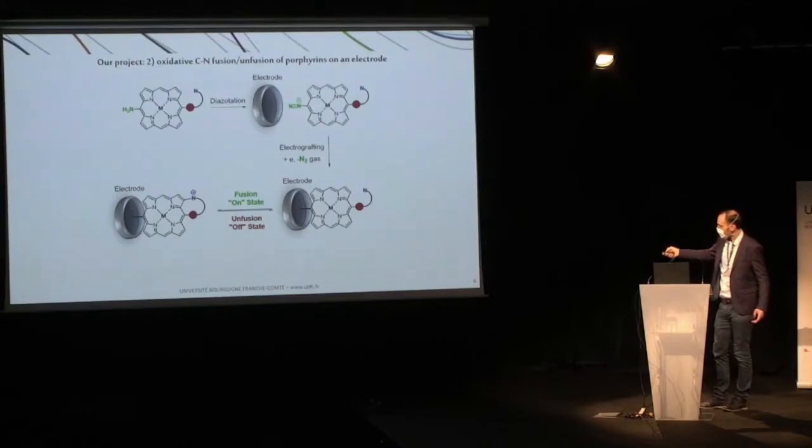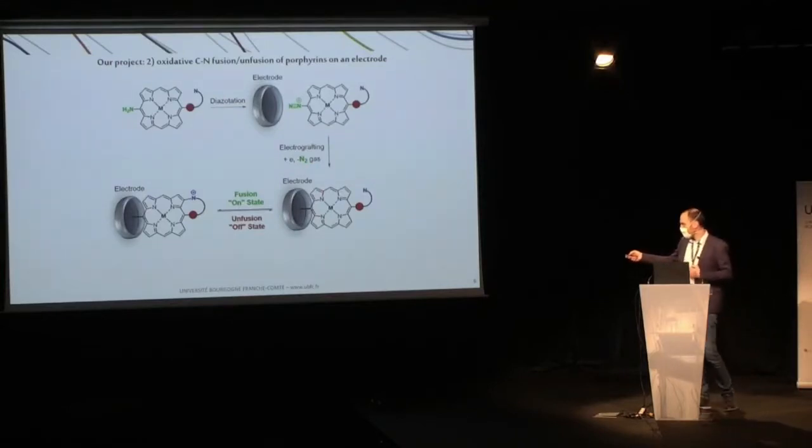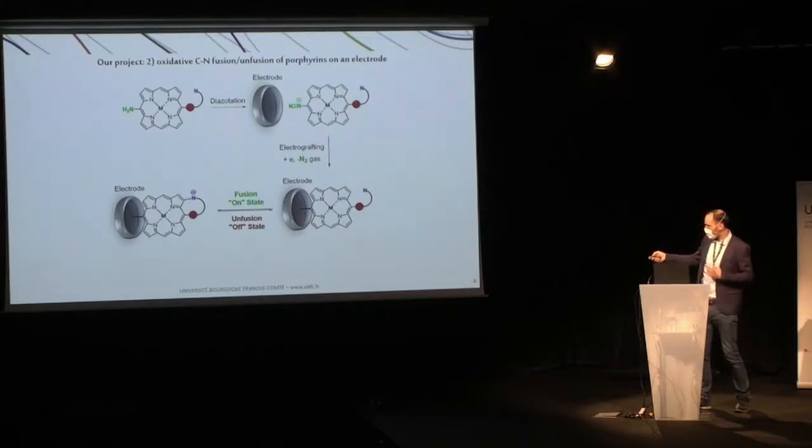You graft this molecule onto an electrode surface by reducing this diazonium function. That means you give some electrons to this part of the molecule. You release some nitrogen gas. And so intermediately, you are making a radical which can react and couple to the electrode. And after, when we have this new material, we try to oxidize it and see if it is possible to fuse this material directly onto the electrode surface.